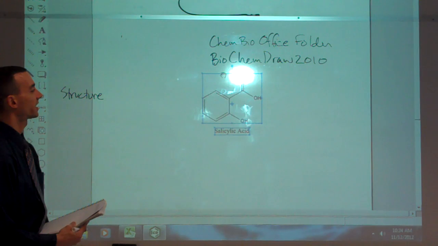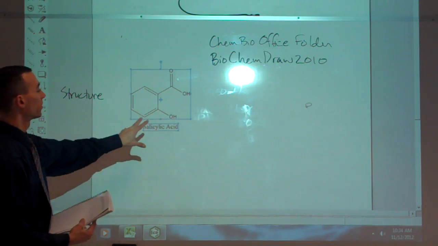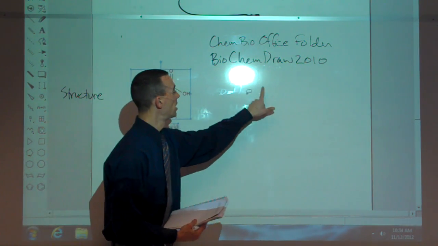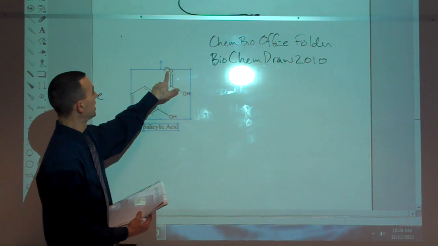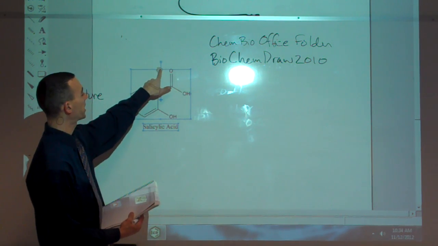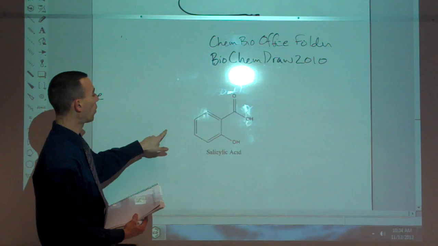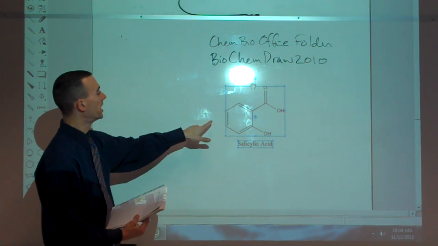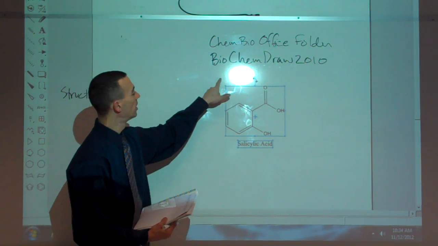And that's the salicylic acid structure. Okay? Now real quickly, actually bring the mouse over. The mouse does some different things. Notice it's a hand now, so it's going to grab. When she takes it off of the structure, it turns into a lasso.